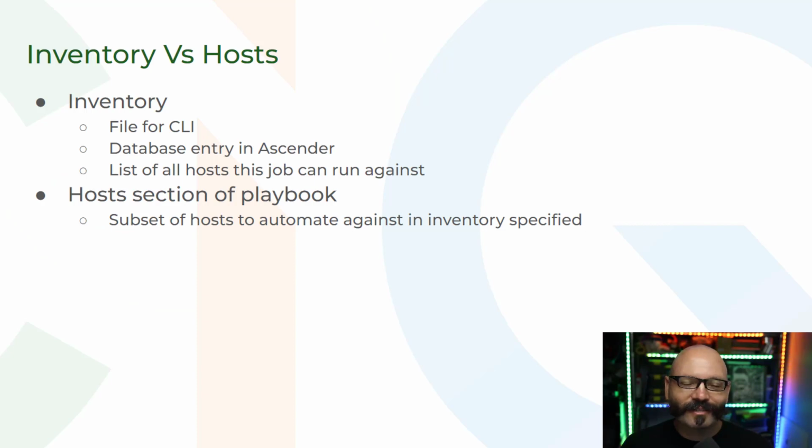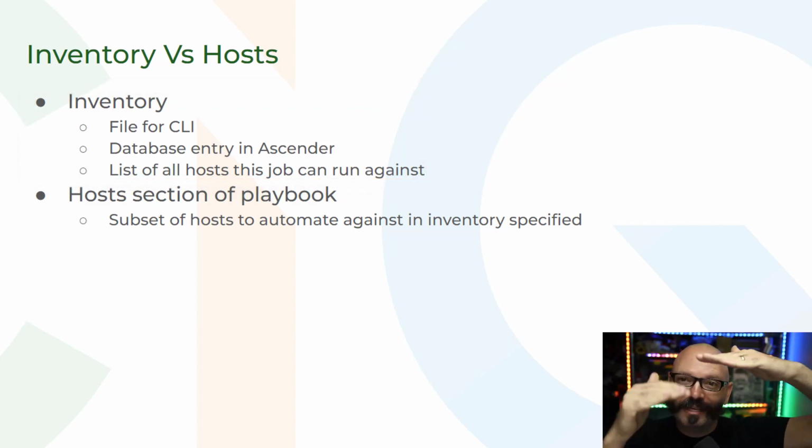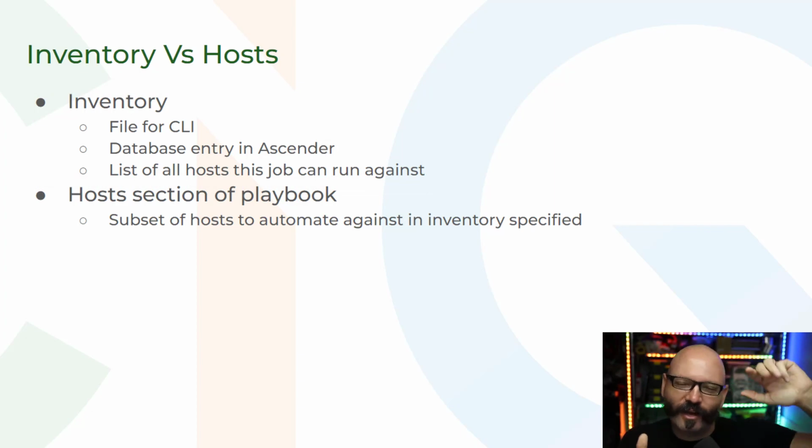So let's start by talking about the difference between inventories and hosts, right? So inventories, if you're doing it on the CLI, it's going to be kind of file-based, and can either be in INI format or in YAML, right? And so an inventory is really just a big list of all the hosts I could potentially operate against.